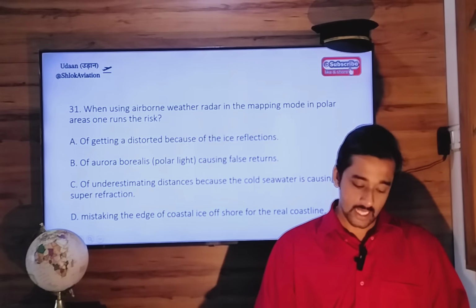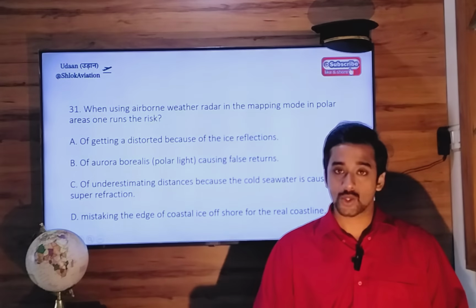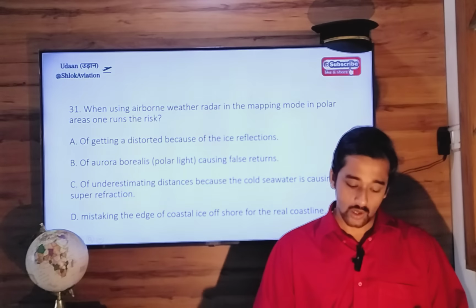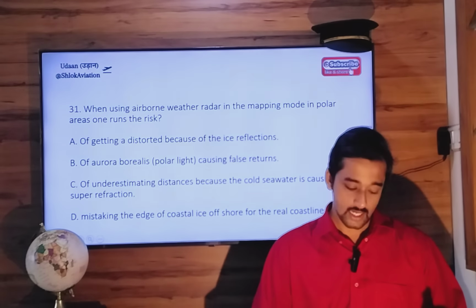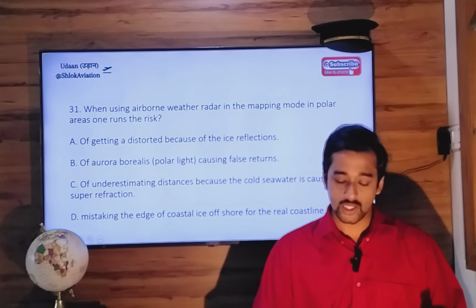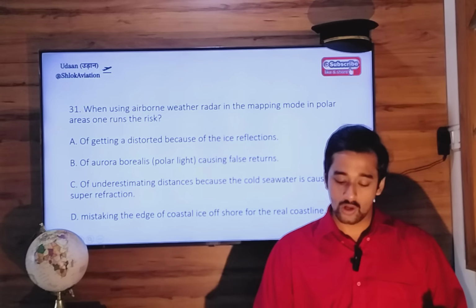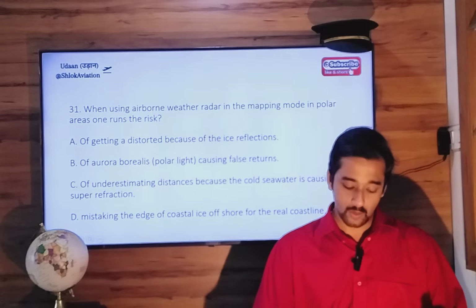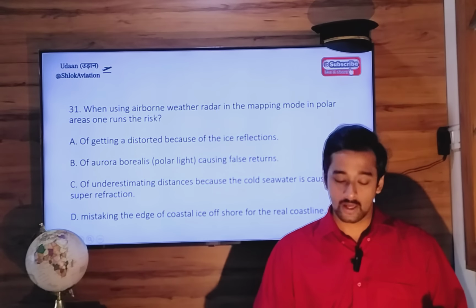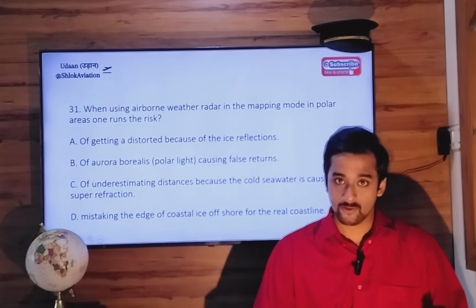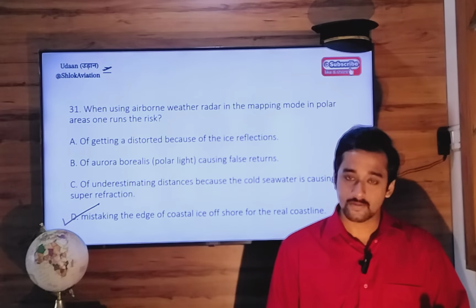When using Airborne Weather Radar in the mapping mode, in polar areas, one runs the risk of what? Of getting distorted image because of ice reflections, of aurora borealis causing false returns, of underestimating distances because the cold seawater is causing super refraction, or mistaking the edge of coastal ice offshore for the real coastline. So the correct answer is option delta.